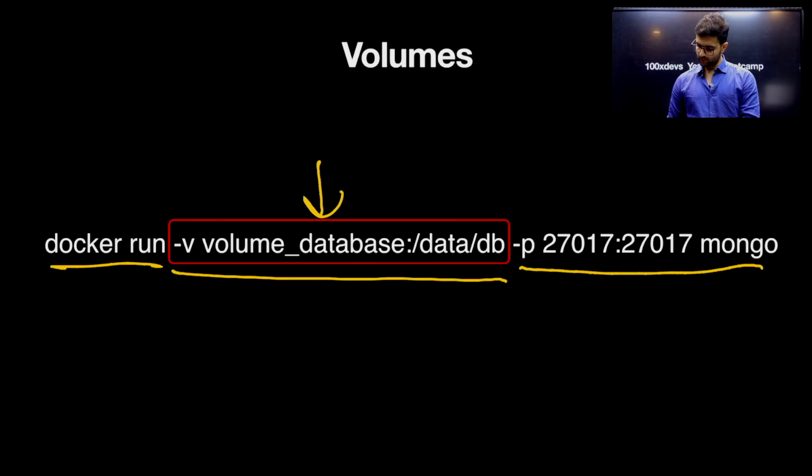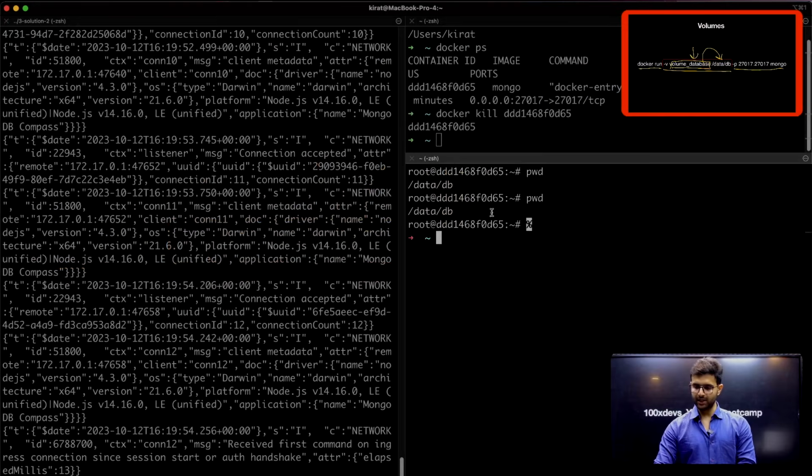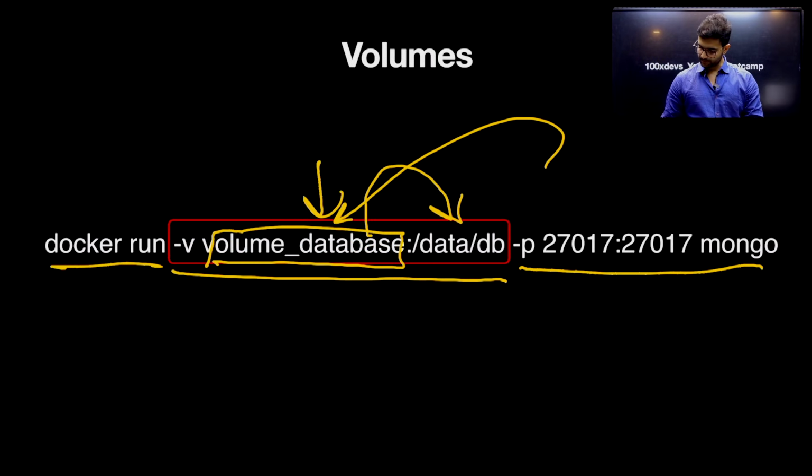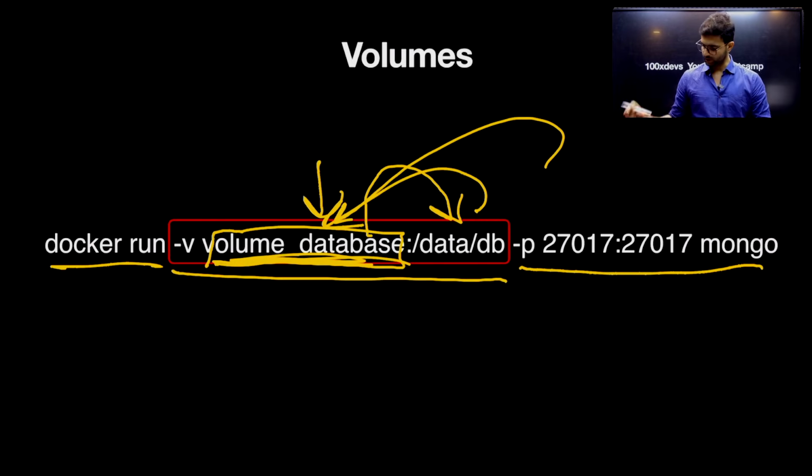I'm saying, volume database, the thing that I created in the last slide, please mount it to /data/db so that all the data that's here, /data/db, as the MongoDB data changes, it gets stored in this volume_database. And if I bring down the container, bring it back up, this again still remains mounted, which means my data still persists. That is what volumes provides you.